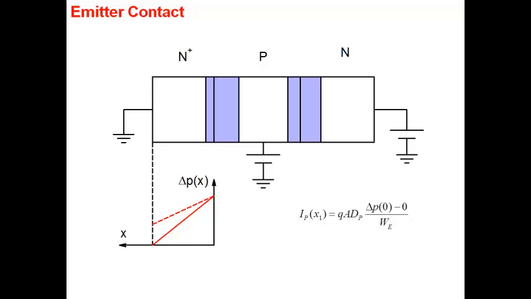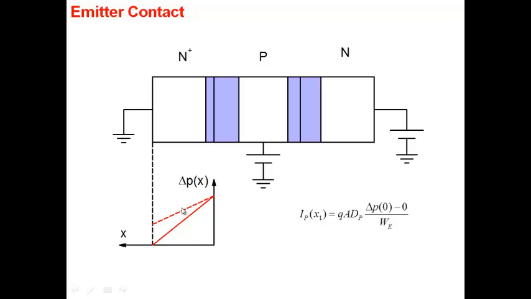Now, what you see here is 0. The 0 is because the contact has been assumed to be ideal. You can play around with the contact property. You can make a contact such that the excess carrier density at the contact is not 0. Deliberately, you can do those things. So it's not an ideal contact where the carrier density goes to 0.